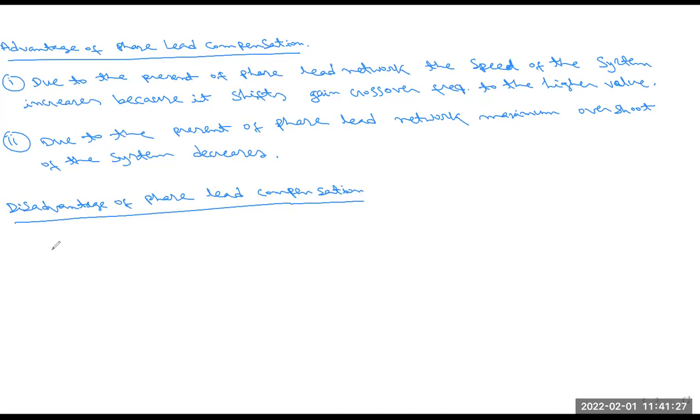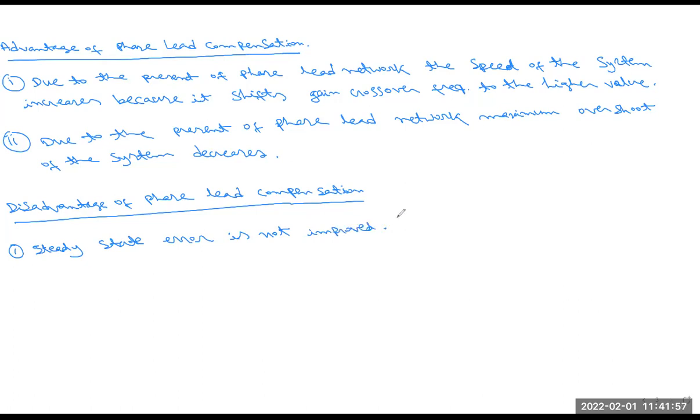So some of the disadvantages are present in this phase lead network circuit. The important one is steady state error. This is another one. You know that steady state error is not improved by use of this phase lead compensation circuit.